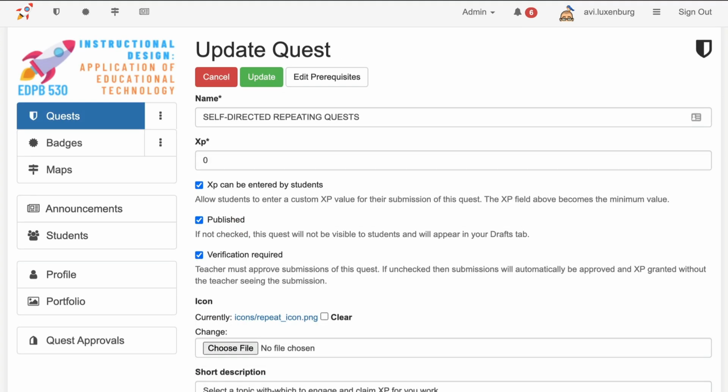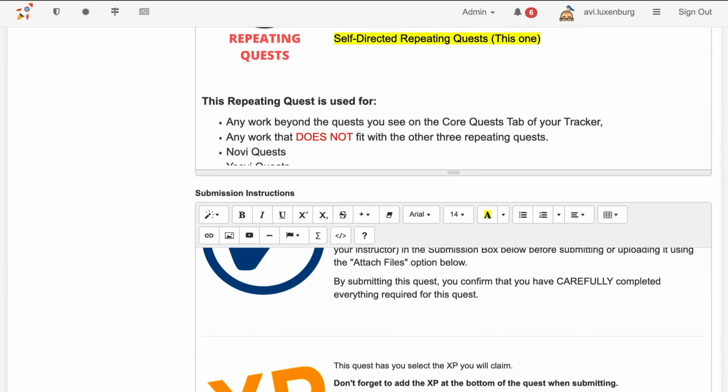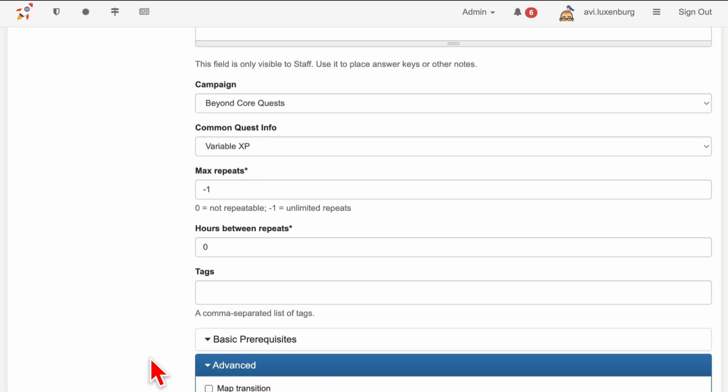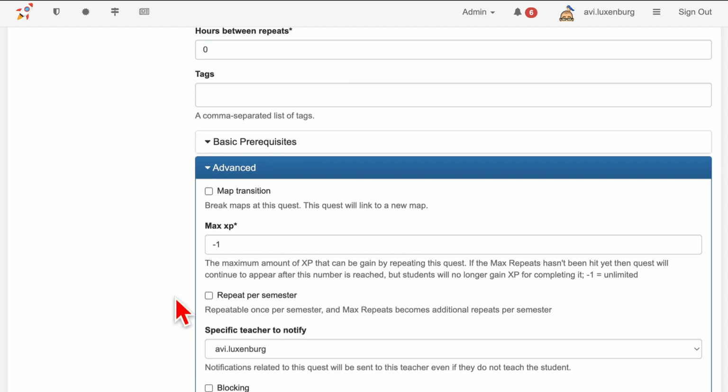For right now, have a look at a quest that you've created and look at the options to make it repeating, the time between the repeats, and also if you're wanting to have any maximum XP. Notice in this one, I don't have a maximum. So -1 equals unlimited. But you could have a maximum number in yours.